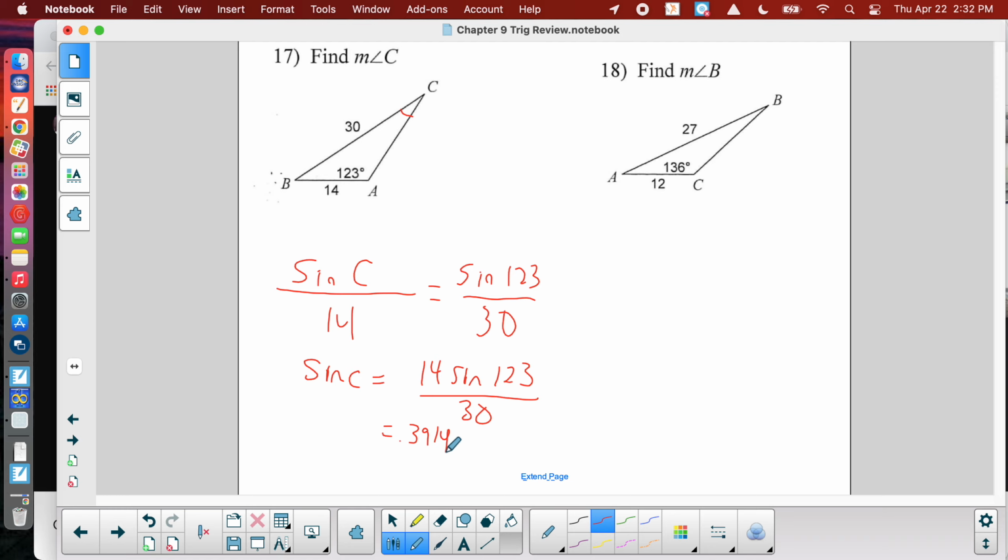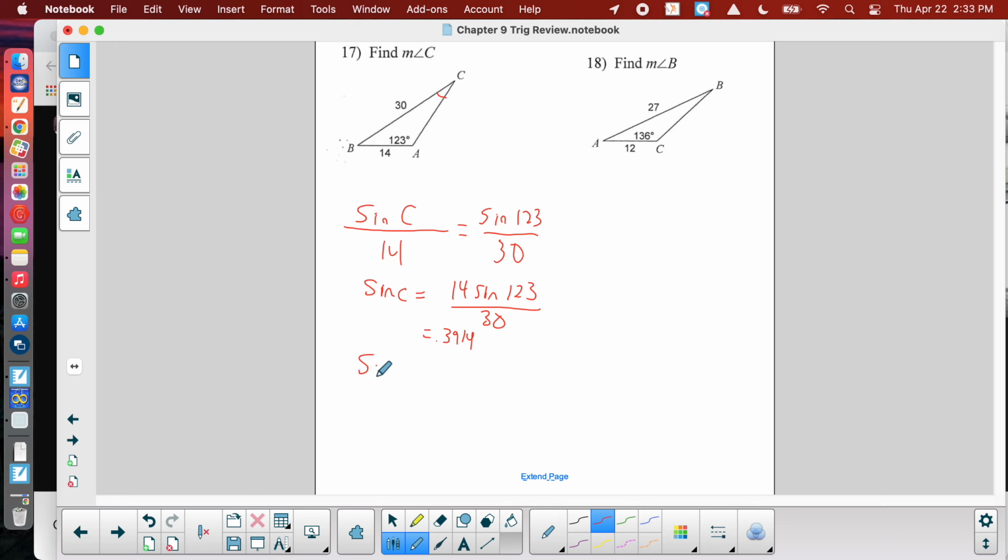When I know the value of sine of the angle, how do I find the angle? Inverse function, just like we did before, right? When I knew the ratio for sine, I used the inverse function to find the angle. Here I know the decimal value instead of the ratio. Same deal, we're going to use the inverse function. Second function sine of that value is 23.0 degrees. So literally I'm doing sine inverse equals 23.0 degrees. And that's the measure of angle C.